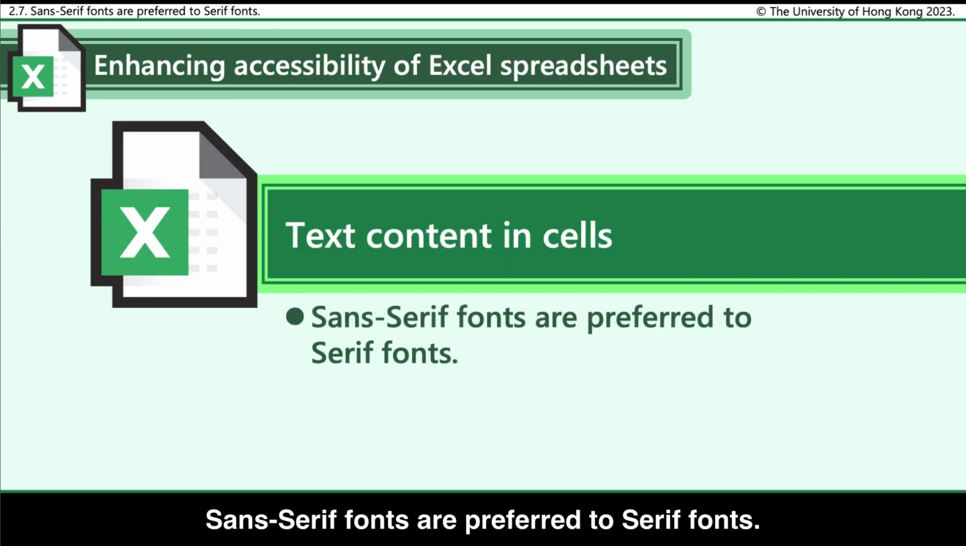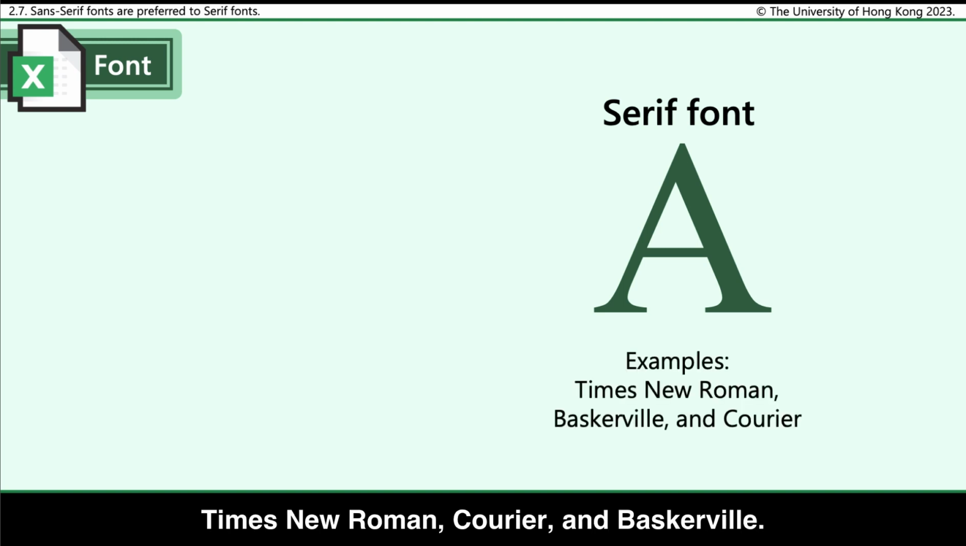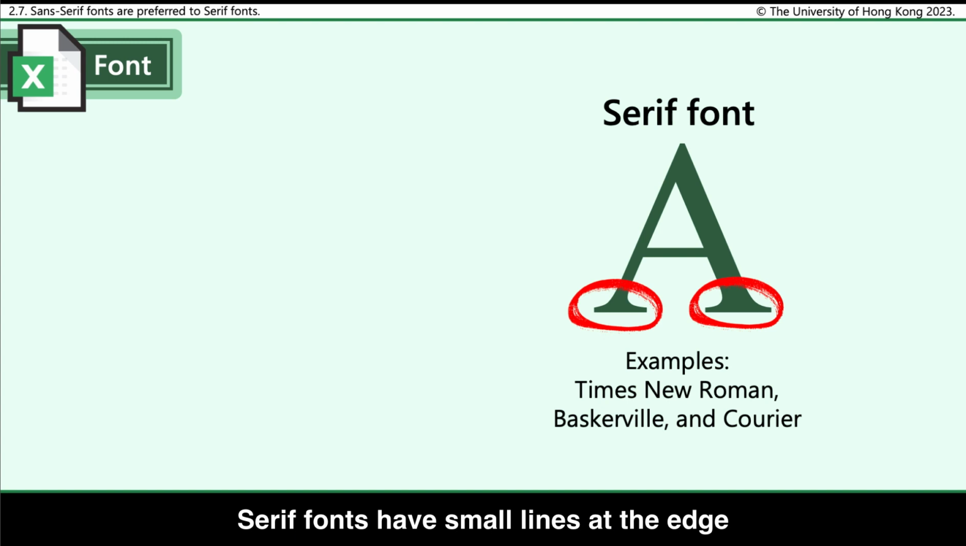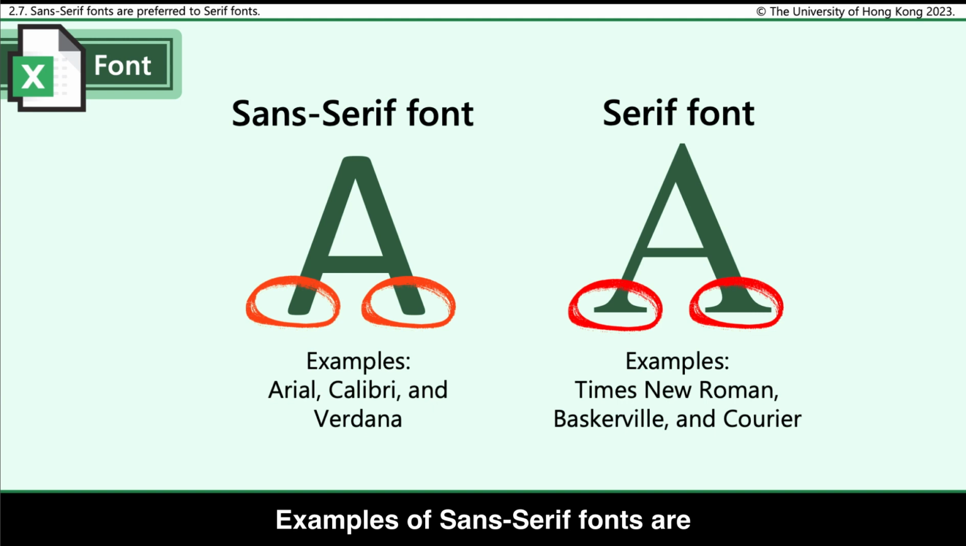Sans serif fonts are preferred to serif fonts. Examples of serif fonts are Times New Roman, Courier, and Baskerville. Serif fonts have small lines at the edge that may hamper readability. Sans serif fonts do not have decorative lines at the edge. Examples of sans serif fonts are Arial, Calibri, and Verdana. They are generally preferred to serif fonts.